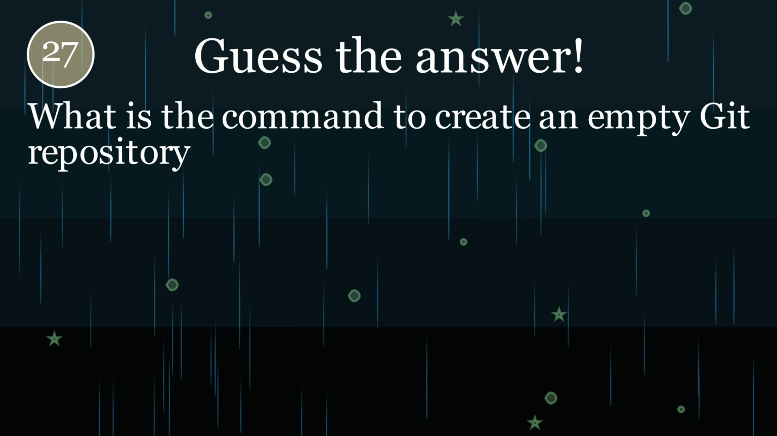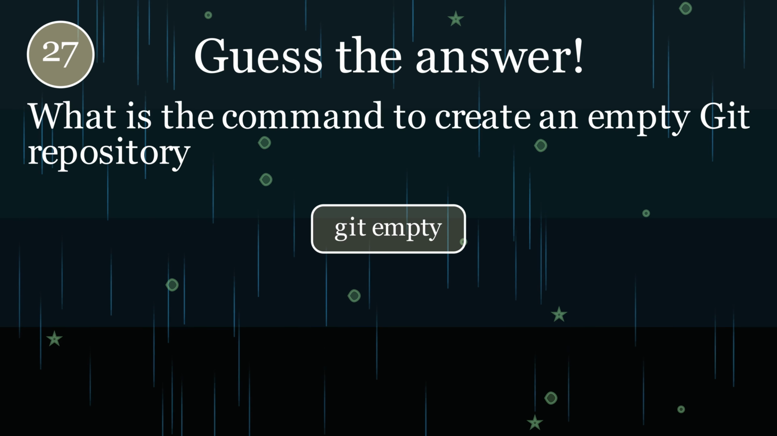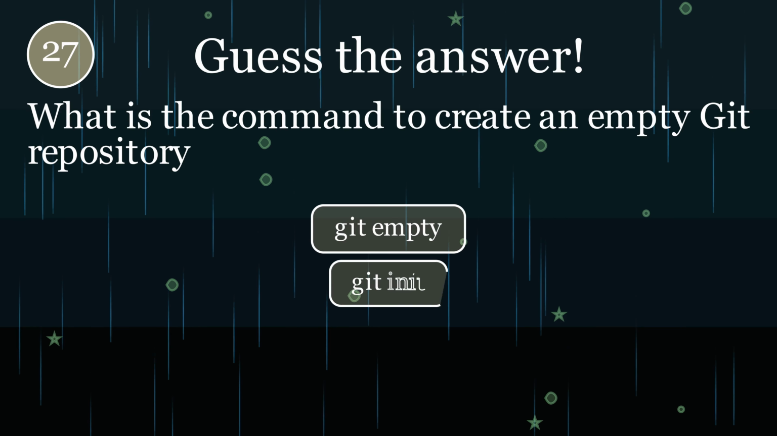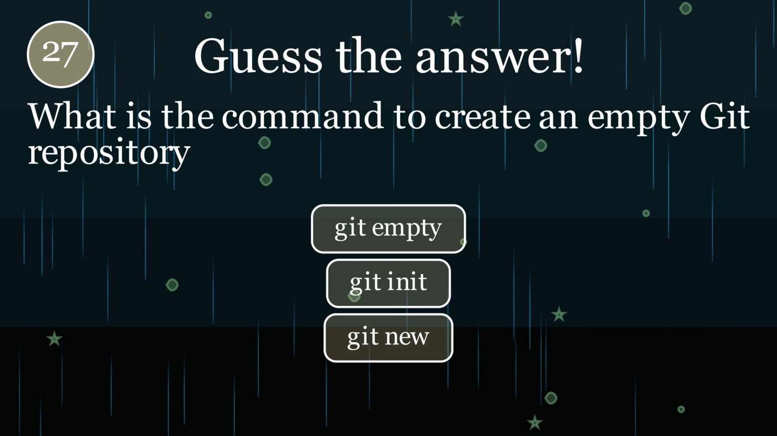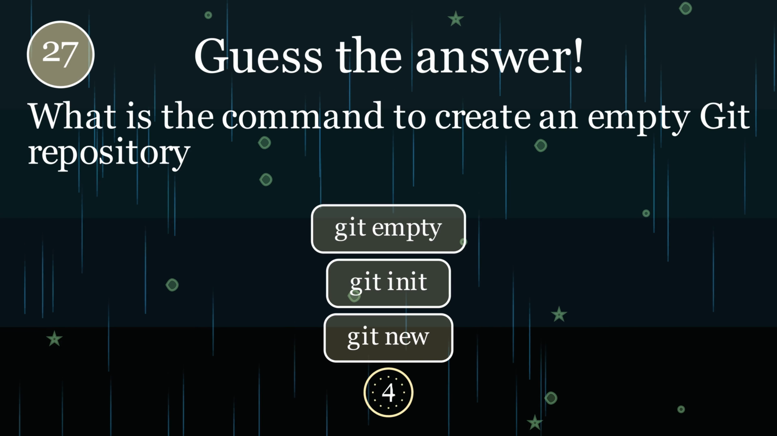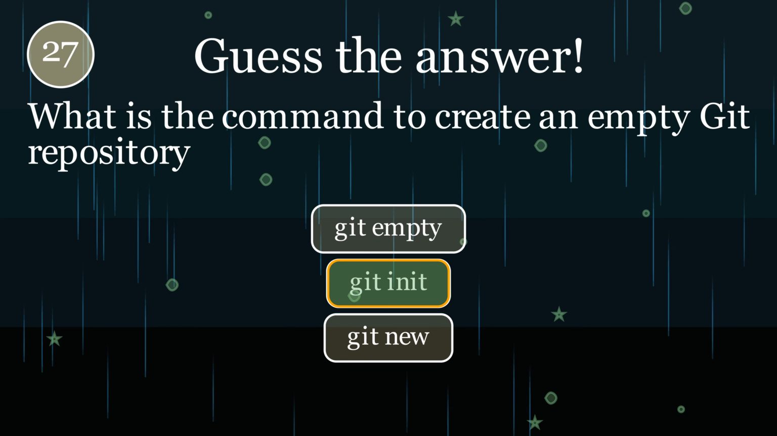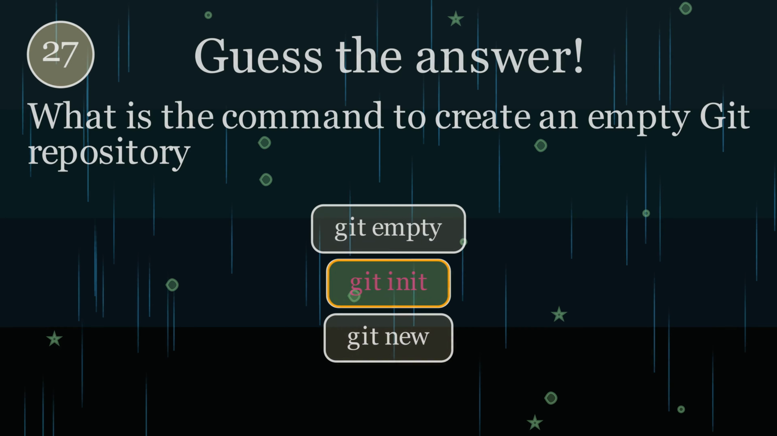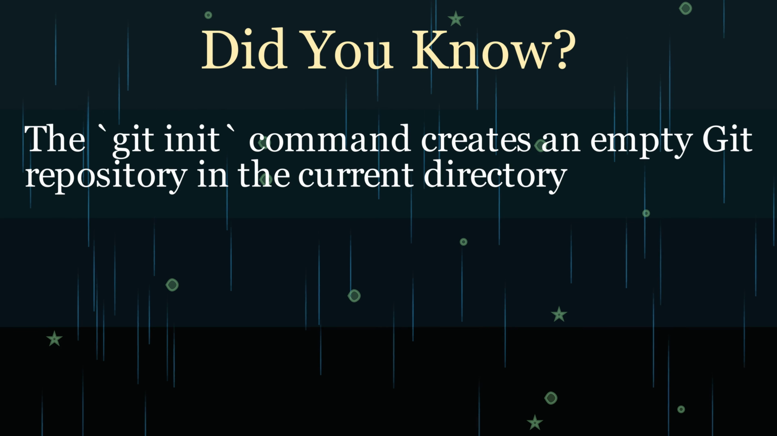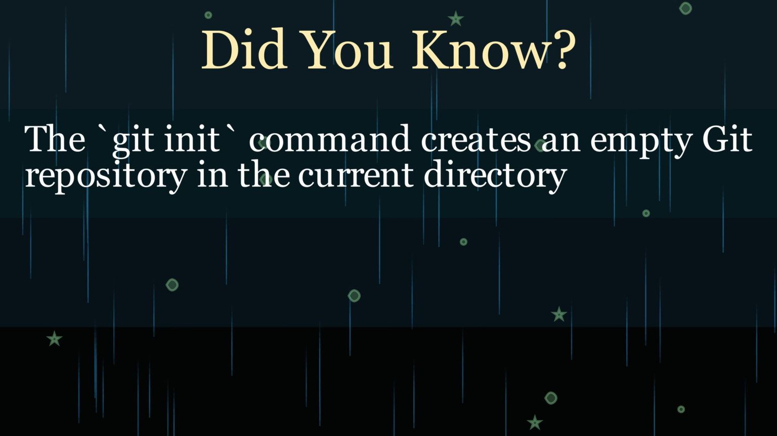What is the command to create an empty Git repository? Git empty. Git init. Git new. The correct answer is git init. Surprising trivia, the git init command creates an empty Git repository in the current directory.